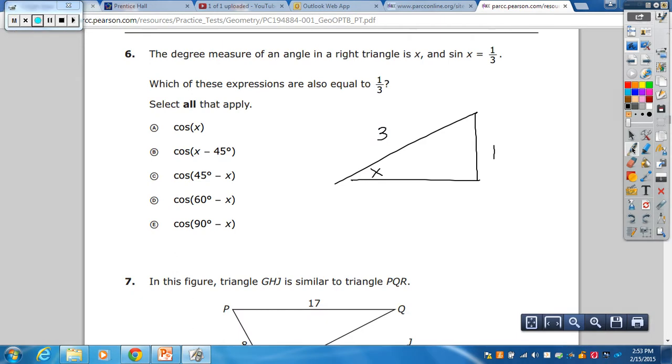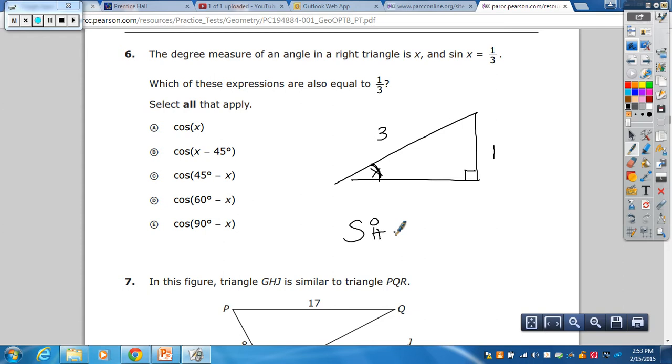Okay, this next one. The degree measure of an angle in a right triangle is x. The sine of x is 1 over 3. So what I did was I went ahead and made up a right triangle. I know that this is going to be x. And remember, sine is opposite over hypotenuse.